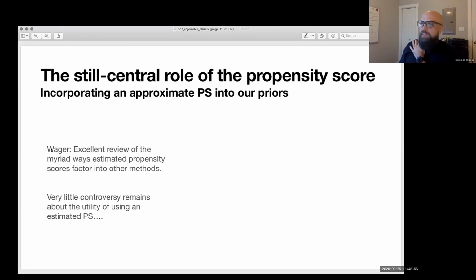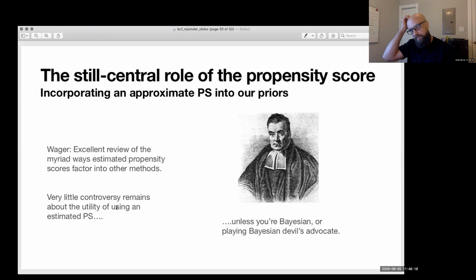I want to call out Stefan's discussion, which I thought was an excellent review and summary and a look forward of all the different ways that the propensity score has proven to be important. It's one of those things that you read and you're jealous that you didn't write it once you're done. I would say that very little controversy remains about the utility of using an estimated or approximate propensity score in your models, unless you're a Bayesian or unless you're playing Bayesian devil's advocate. I still see this.